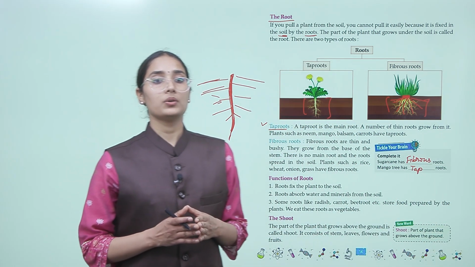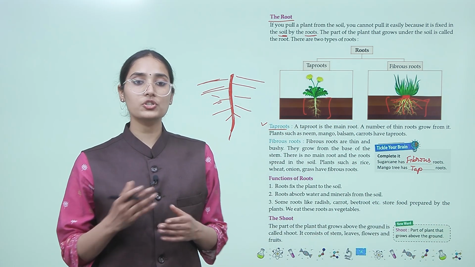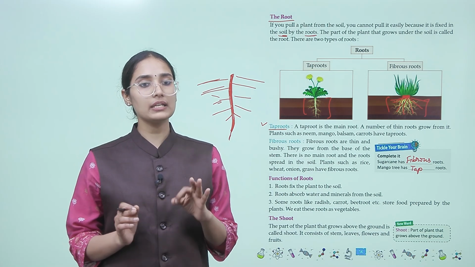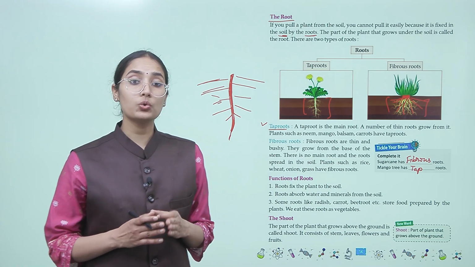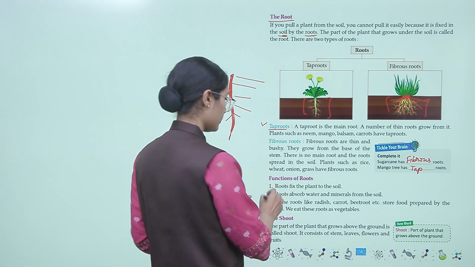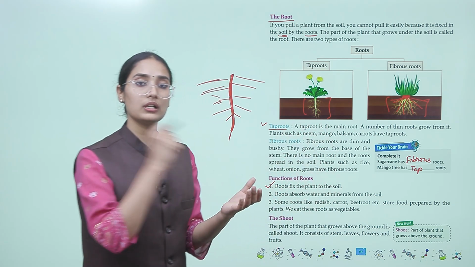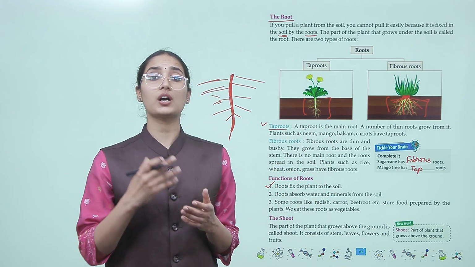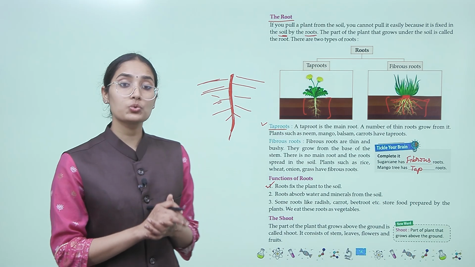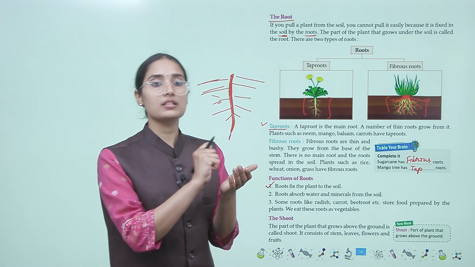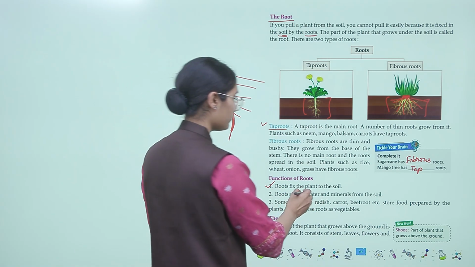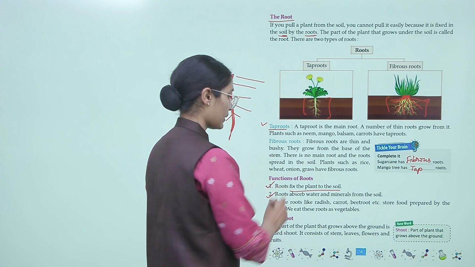Alright. Now let's understand the functions of the roots. There are three major functions. Roots fix the plant to the soil, and that's the reason if you pull the plant from the top, it will not come off easily. Why? Because roots give strength. They hold the soil and fix the plant to the soil.